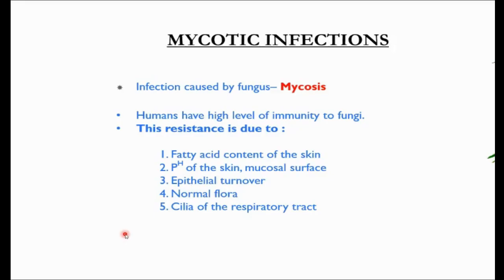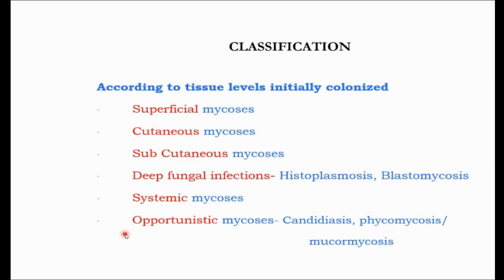Cilia of the respiratory tract: it is common sense that it protects your respiratory tract from entry of any of the microbes, whether it's bacteria or virus or fungi. So it is helping you protect from that as well. So these are all the reasons why humans have a resistance to fungal infection.